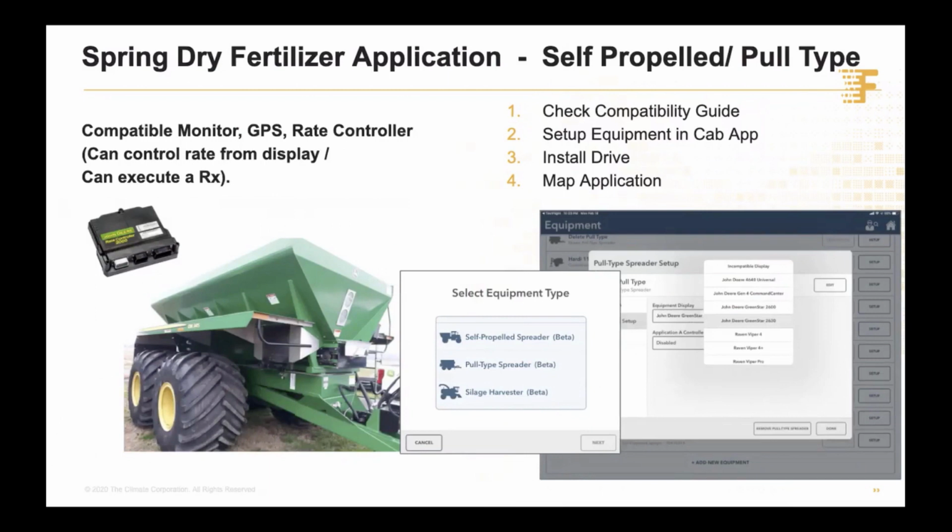So now I can start to take my dry nutrients and start to put this to work. And again, it comes back to what is my compatible monitor or display, my GPS, and a rate controller. The thing that I put in here is, in this example, this would be a John Deere setup. Can the display execute that prescription, and do we control that rate from that display? That's a really good indicator if you've got some compatibility, and then of course check that compatibility guide. So with that said, self-propelled or pull type, doesn't matter. Whichever one you have, if you've got the technology on there, you can start to map those granular applications.